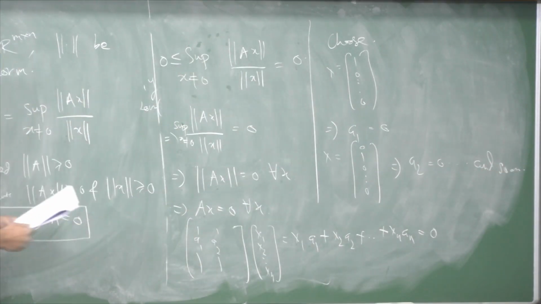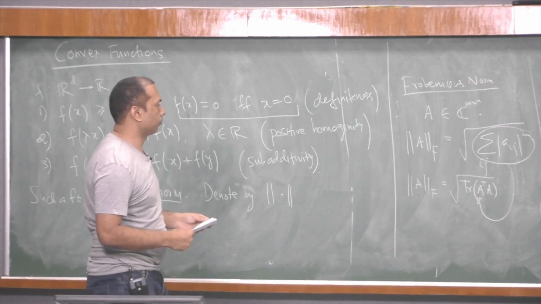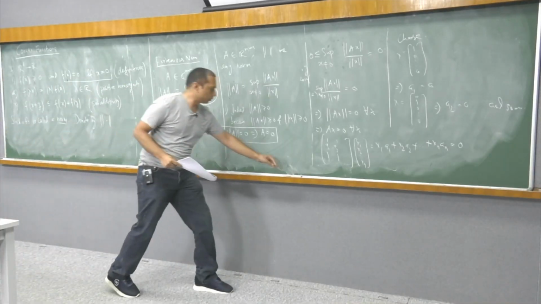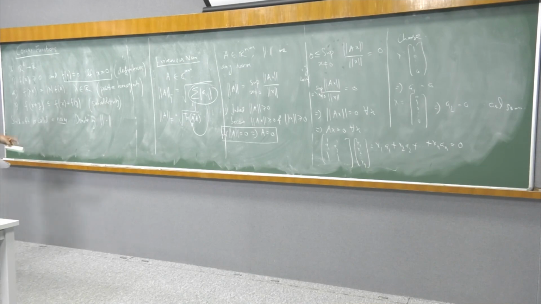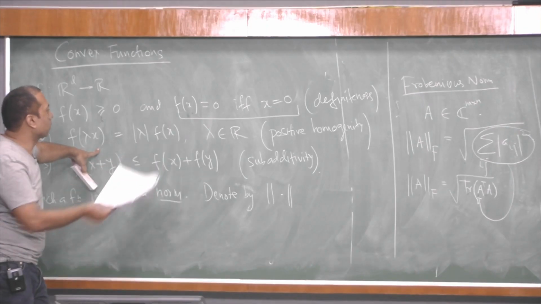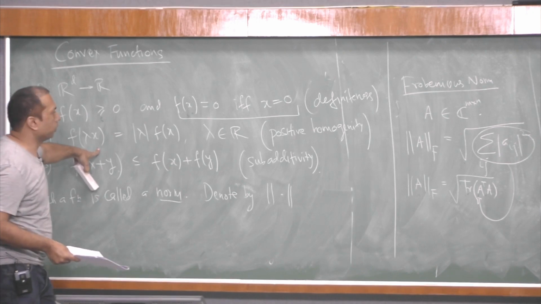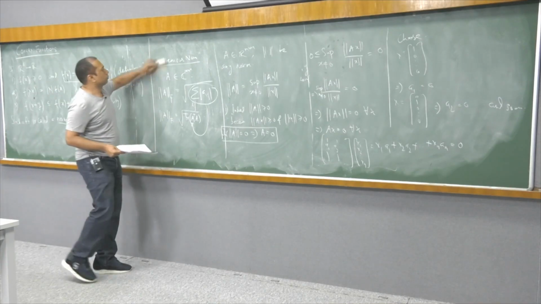Okay, so that's why Ax equals 0 for all x means necessarily that the whole matrix must be 0, right? Okay, so now we did the first one. The second one is simpler because lambda comes out on the right hand side as well, because that's a norm anyway, so we can do it here.